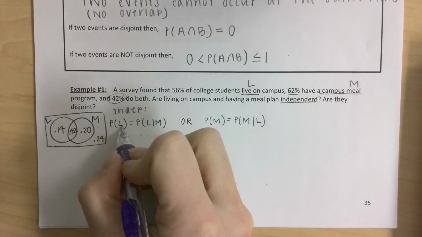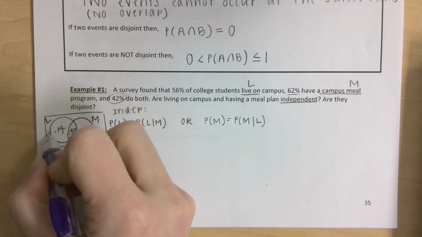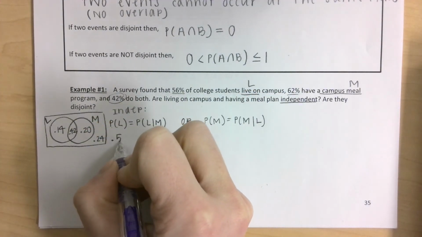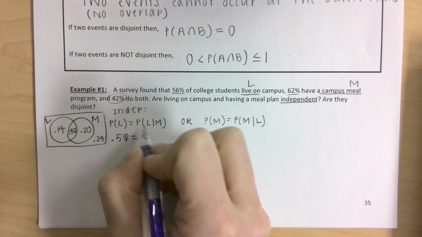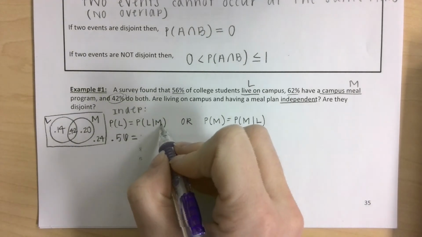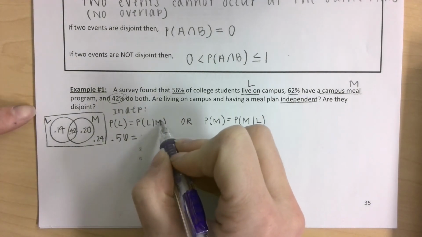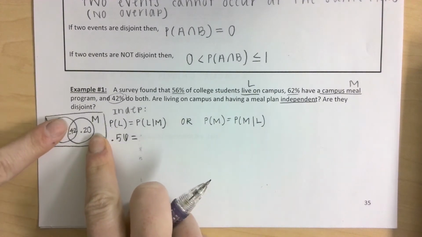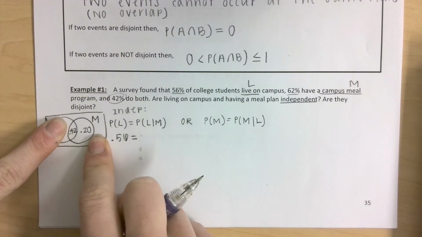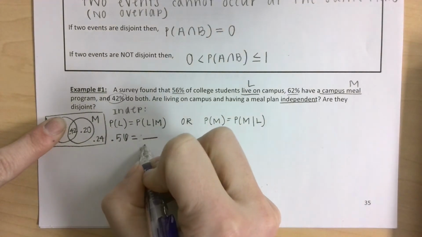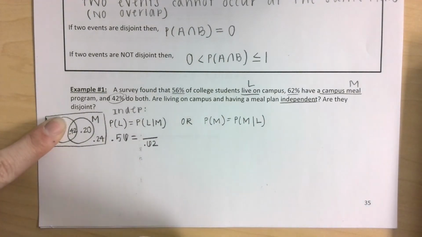So the probability that someone lives on campus is this entire circle. They gave it to me here. They said it was 0.56. The conditional probability I'll have to solve myself. So I'm starting with the condition that they have a meal plan, so I'm looking at just this circle M. In total, that would add to 0.62, so the 0.62 would be my denominator.